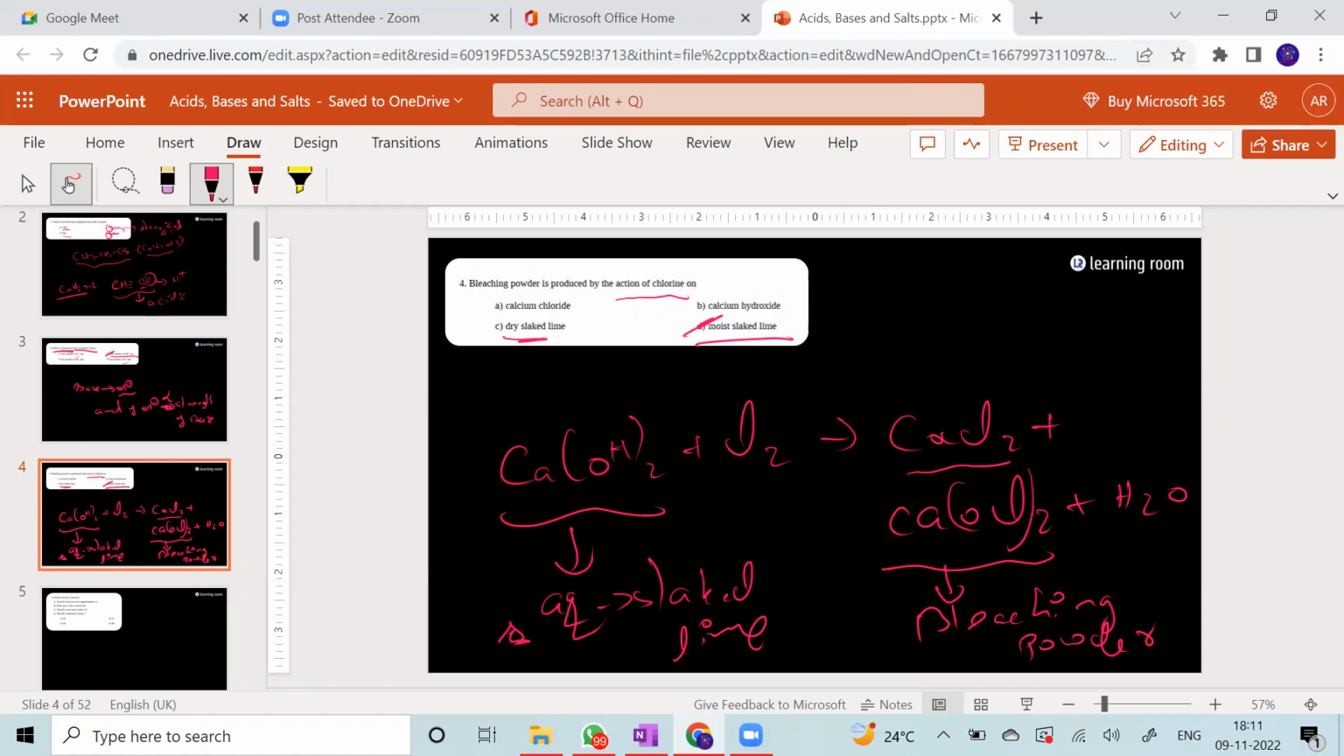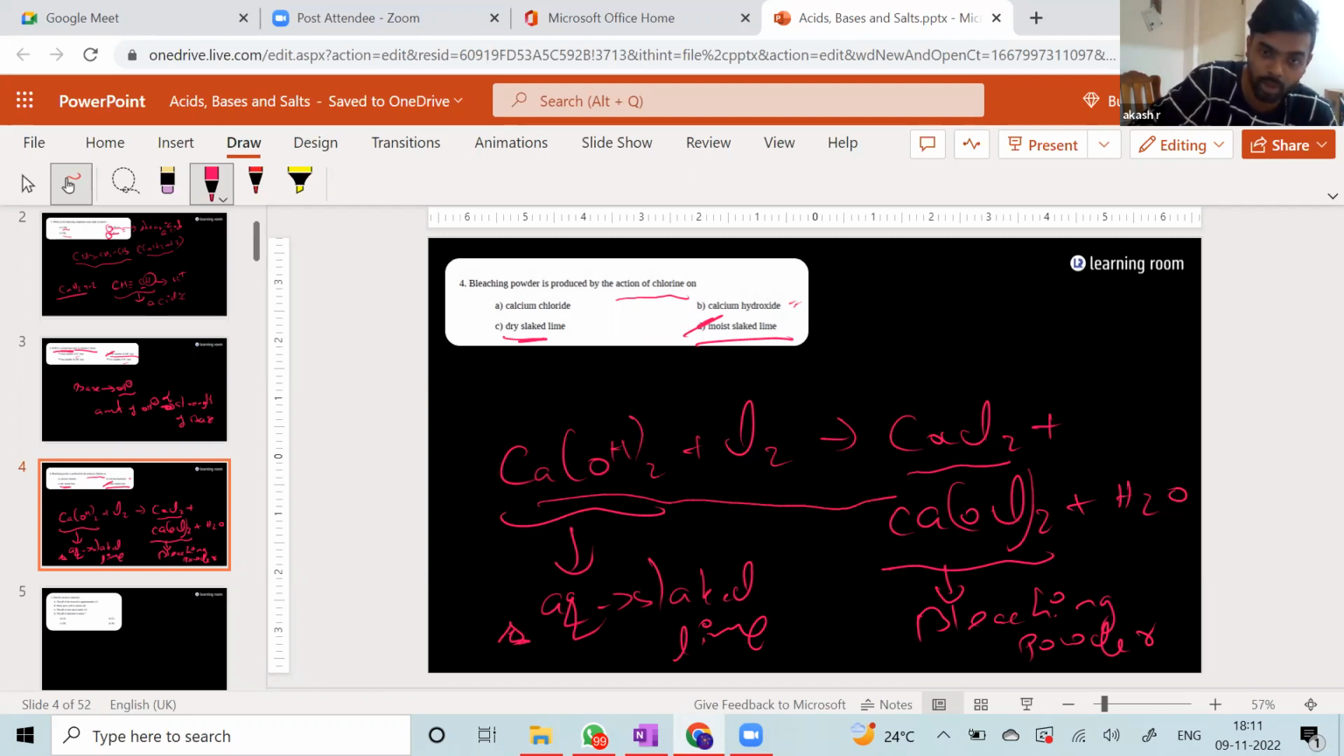If CaCl2 is not given in your NCERT, it is wrong. CaCl2 is getting produced. Just because your book says it is not going to be correct. So calcium hydroxide, if you think that calcium hydroxide can be the answer to this question, you can think about it, but if you look at your textbook, they would have given it as action of Cl2 with slaked lime. That's what they would have given, right?